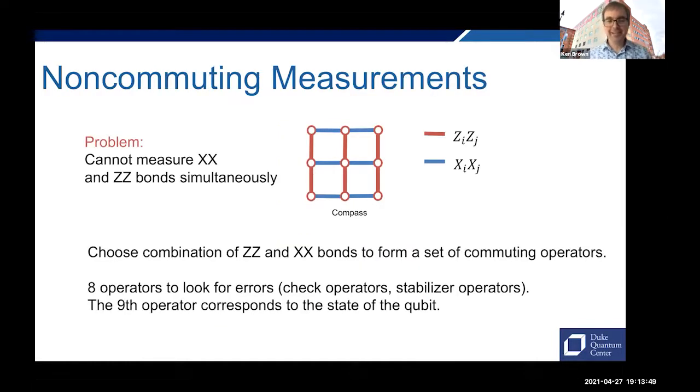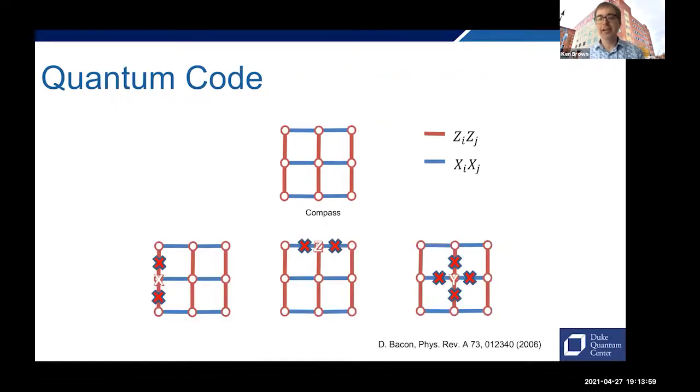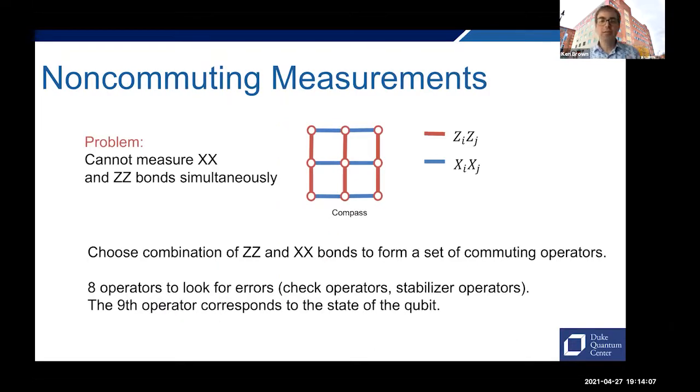But in the end, this is a fiction. It's like a fun PowerPoint fiction. Again, it looks like everything can be corrected, but it is a fiction because these Z checks and X checks don't commute with each other. So if you just think about this corner case, there's an overlap of one Z with one X. And what that means is that there's no state which can be stabilized by both of those checks.